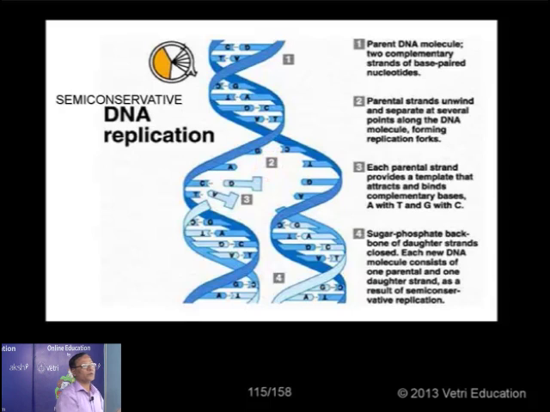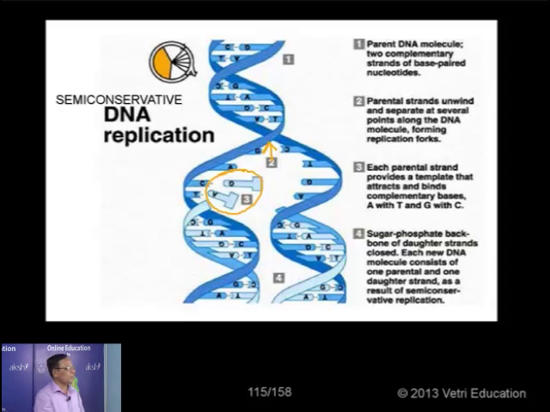See, the two strands get separated and the replication fork is formed. The separation and unwinding of the two strands occur at several points, not at one point, just like a zipper fashion, zipping and twisting of the two strands. Each parental strand acts as a template. It provides a template and attracts and binds the complementary bases. For example, A attracts T and G attracts C. So they are bound with one another, forming complementary base pairs. This is what is happening.